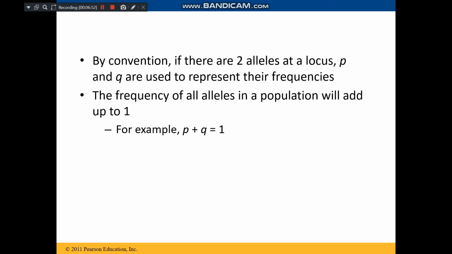For example, P plus Q becomes 1 here because P and Q represent different frequencies, and whatever the frequencies may be, P plus Q equals 1, because the frequencies of all alleles in a population, if you calculate them, will add up to 1, not more than 1. So that's why P plus Q equals 1.